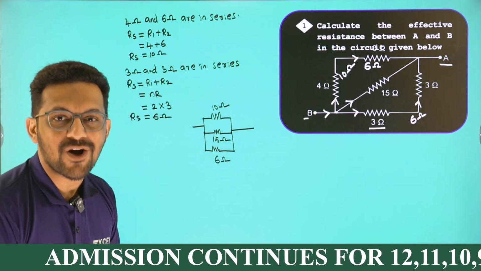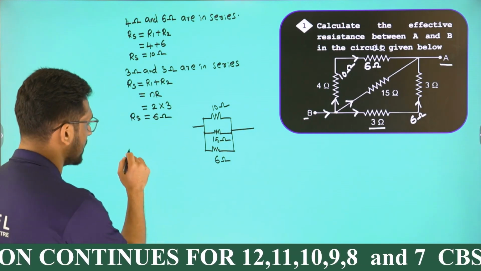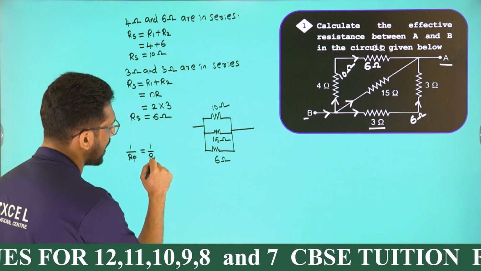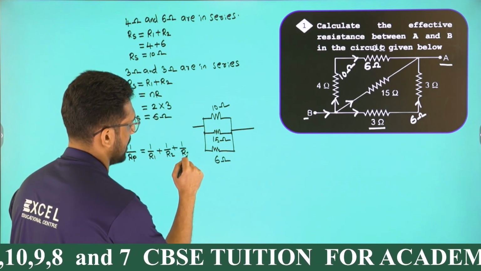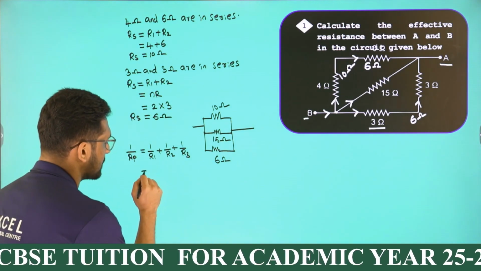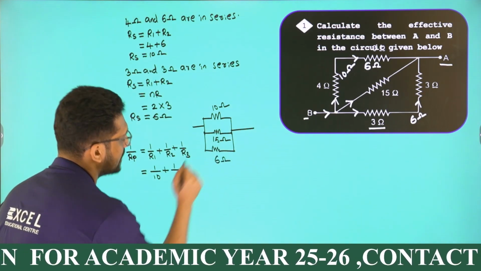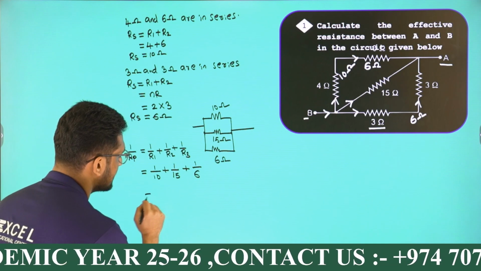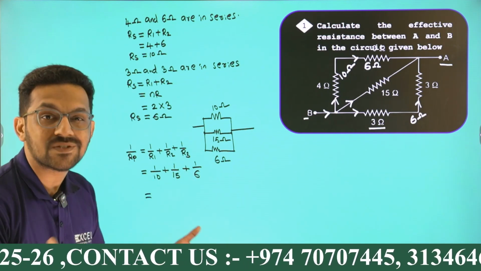A parallel combination. How to find the effective resistance in parallel combination? We have the equation 1 by Rp is equal to 1 by R1 plus 1 by R2 plus 1 by R3. This is the equation for effective resistance in parallel. Let's substitute the values. 1 by 10 plus 1 by 15 plus 1 by 6 is equal to... 10, 15, 6. You can use the LCM method.